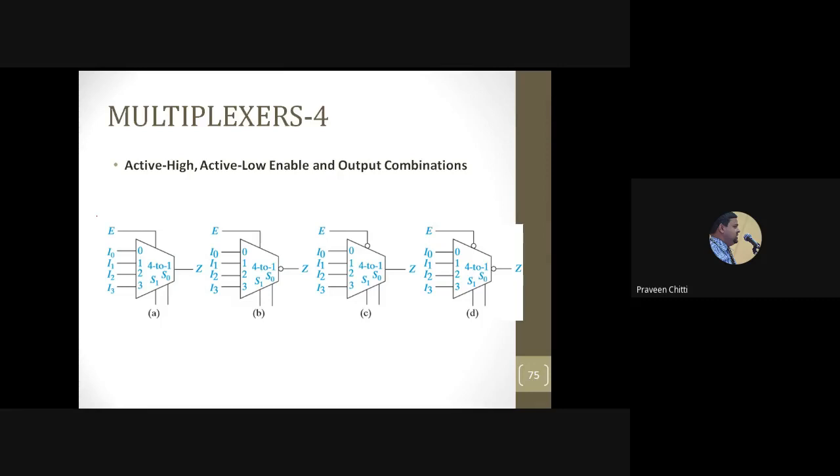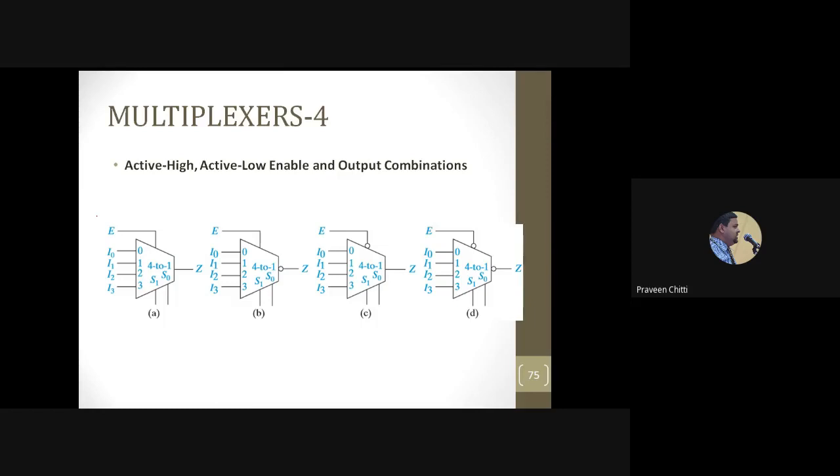The rest of the functionality remains the same. Means if I give E equal to 0, you have to design the circuit in such a way that when you receive E equal to 0, your circuit should be active. So it is up to you how you are going to design that circuit. In the active high case, whenever I give you E equal to 1, it should function normally, and whenever I give E equal to 0, it should give me output as 0. Whereas in the active low case, if I give you E equal to 0, it should function normally, and when I give you E equal to 1, I should get output 0.